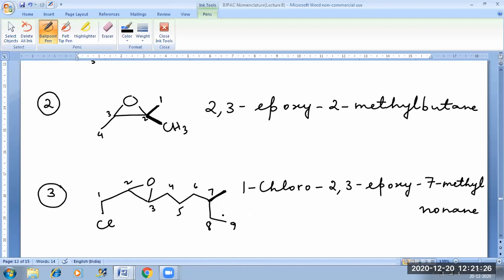Third example. At the first position, I have chlorine attached. So 1-chloro. 2,3-epoxy, because between the second and third carbon atoms, oxygen is there. And at the seventh one, I have this methyl which is protruding out. So this is methyl. So 1-chloro-2,3-epoxy-7-methylnonane.